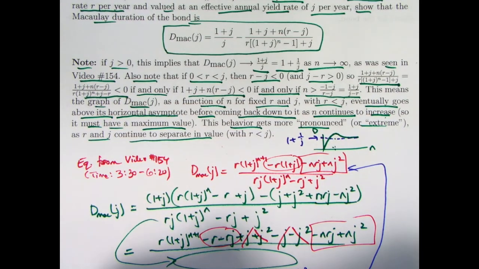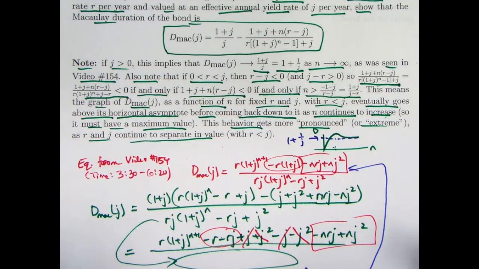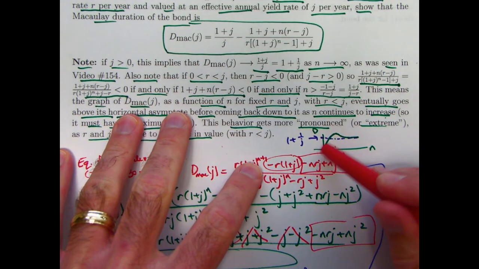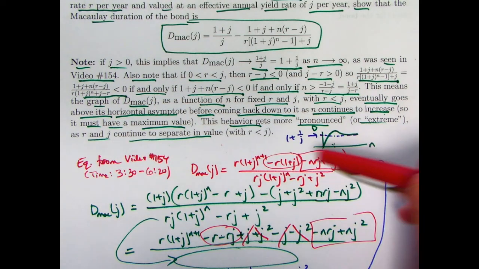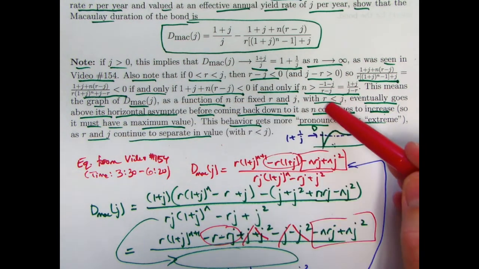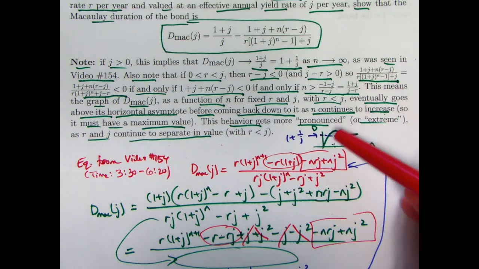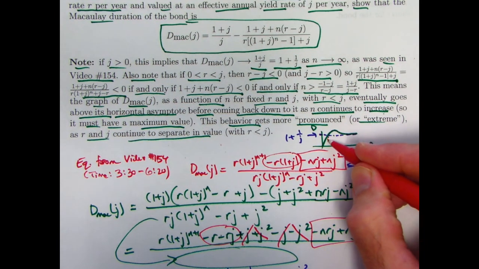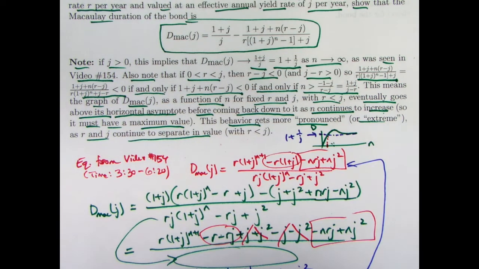But again, more subtly, and perhaps more importantly, when r is less than j, your coupon rate is less than your yield rate, the graph goes above the horizontal asymptote, perhaps unexpectedly, right? You wouldn't expect that to happen. You might expect it to just always increase toward the horizontal asymptote, but it's got to go above because of this algebra. Ultimately, when n is large enough, bigger than 1 plus j over j minus r, that's where you're going to be above the horizontal asymptote. Right there is approximately at 1 plus j over j minus r, but again, n is a discrete variable here, so it's not necessarily exact.